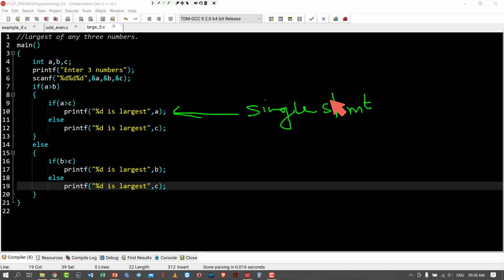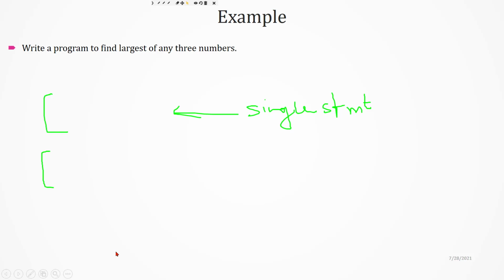Any doubt in the nested if else? So inside if also we can add if else statement. Inside else also we can add if else statement. So you can further nest also. Inside this if also you can use another if else. Any number of if else nested statements can be added. So any doubt in this nested if else statement? If it is clear, please type clear in the chat box. If it is clear, I can move to the next statement.